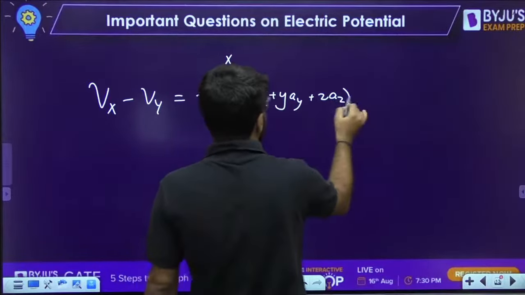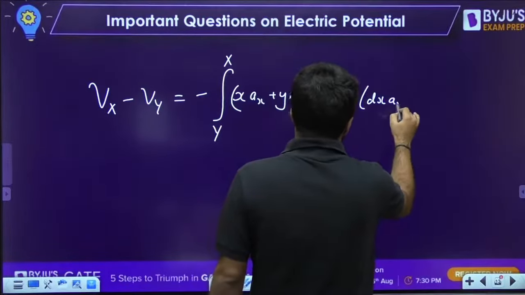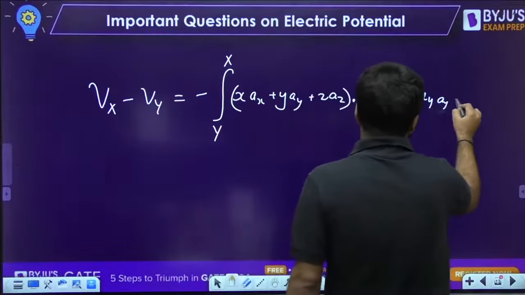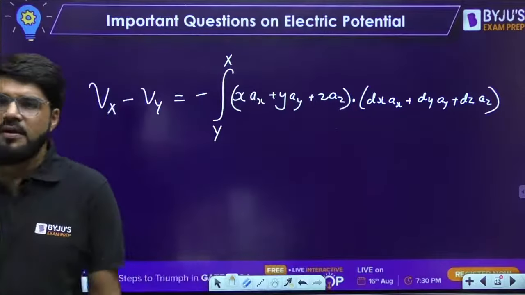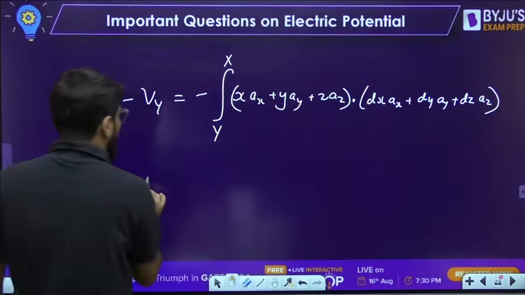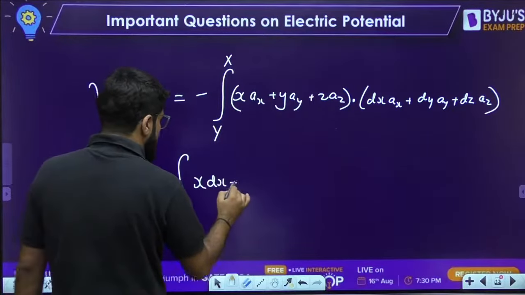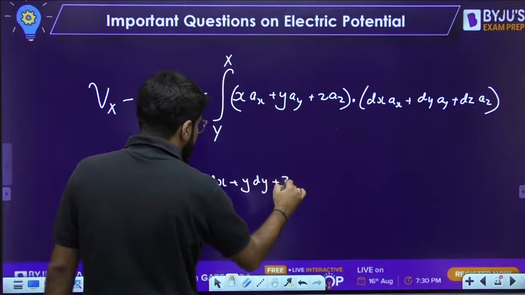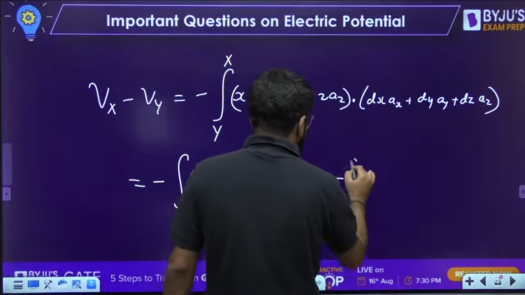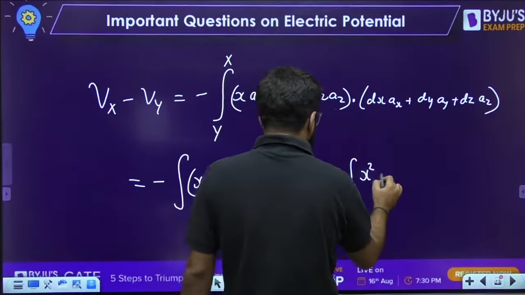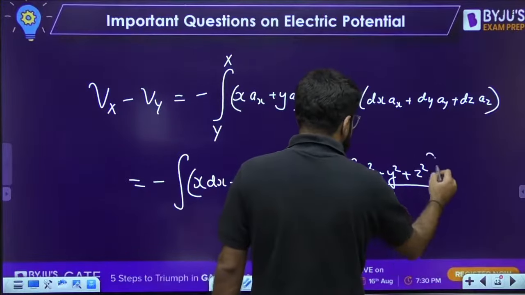x ax plus y ay plus z az, dot product with dl, in the Cartesian coordinate system. What is the dl? The differential length is dx ax plus dy ay plus dz az. So on solving, when you take the dot product, you are left with x dx, y dy, z dz. All are separate. Eventually your integral of x dx is x square by 2, y dy is y square by 2, z dz is z square by 2. So overall x square plus y square plus z square whole divided by 2.